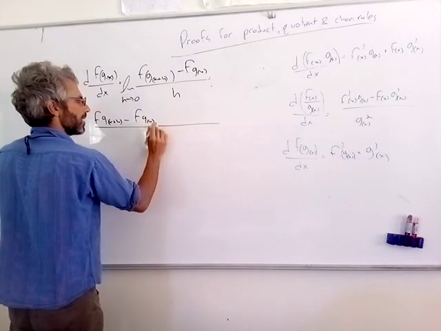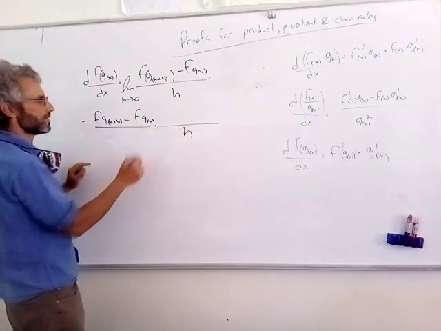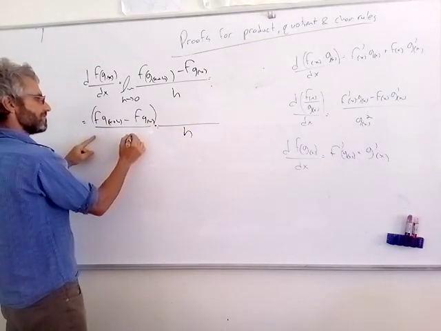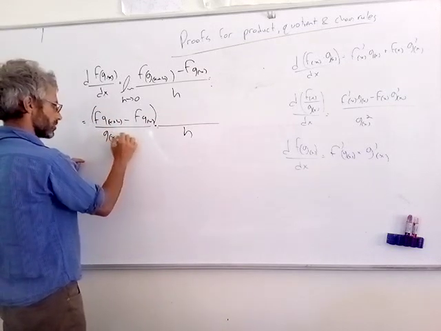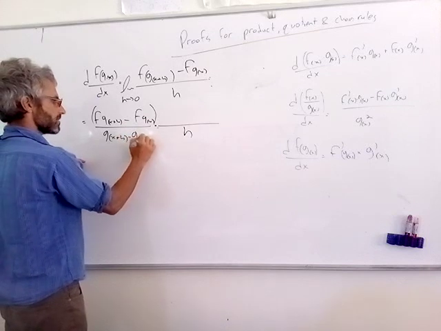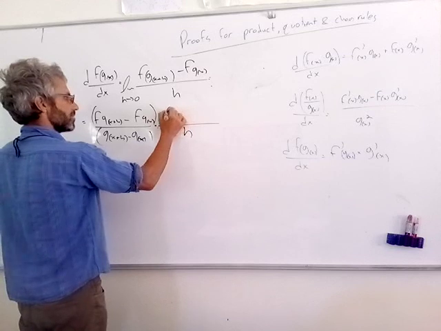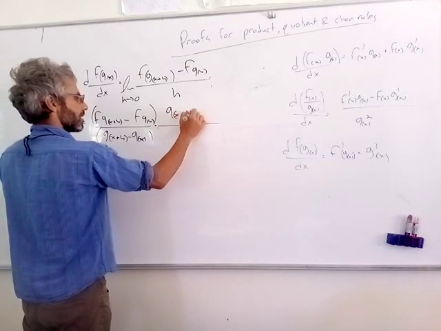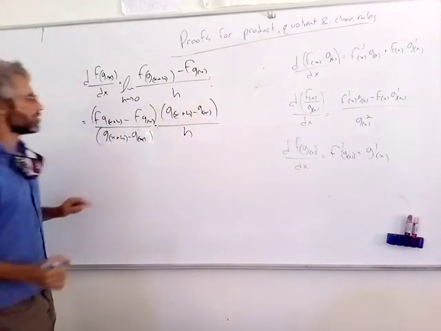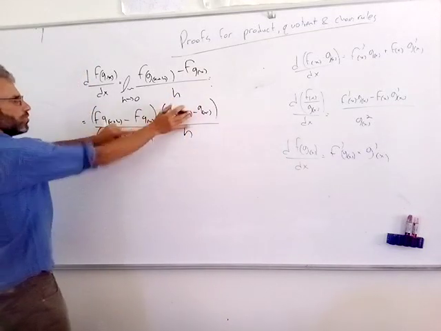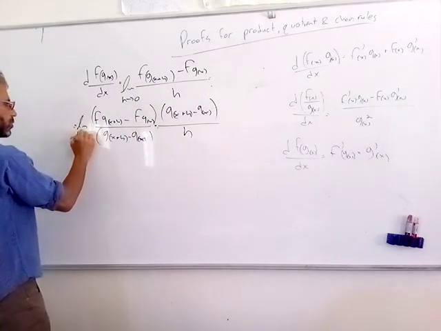I'm going to multiply two fractions and put the h on this side. I can do that. And then I'm going to divide and multiply by the same term, and the term is g of x plus h minus g of x. If I divide by it here, obviously I need to multiply by it there. So if you cross cancel these two, voila, you get back the same thing. And obviously I need to require that h approaches 0.